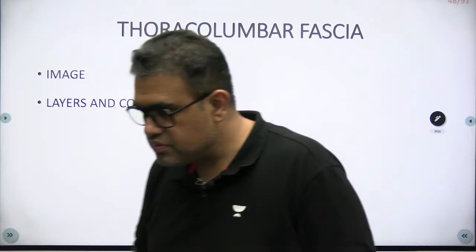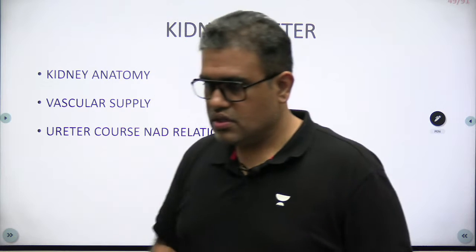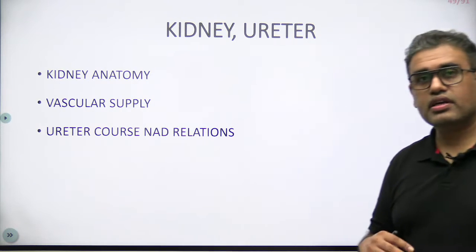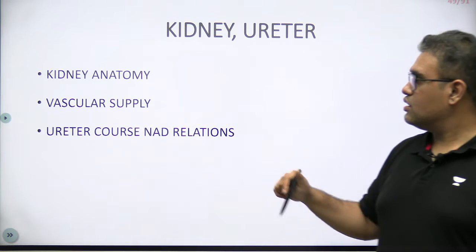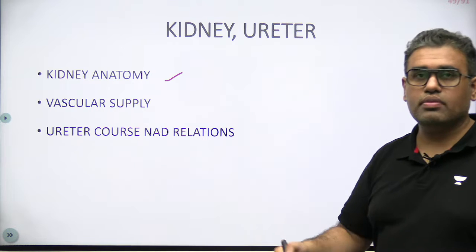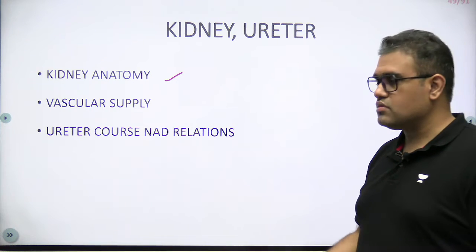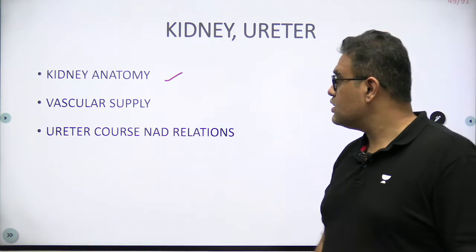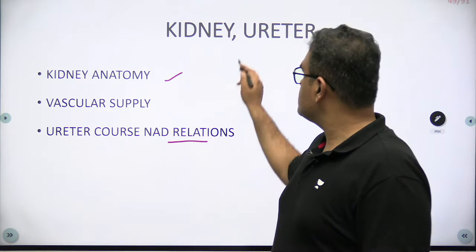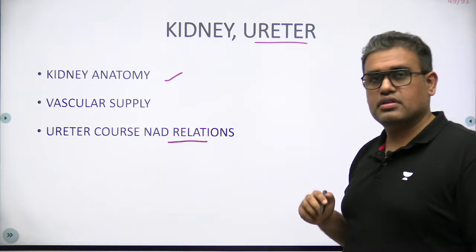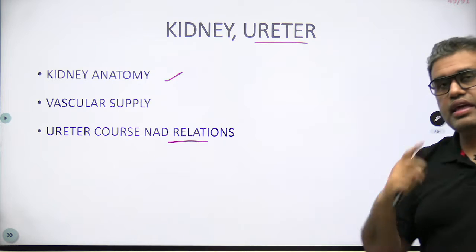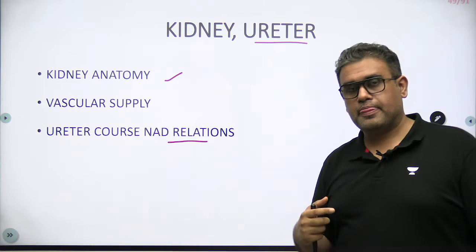Just a second. Yeah. Now we come down, kidney, ureter. Very important topic. Kidney anatomy. See, there is a whole branch of nephrology. So, needless to say how important it is. Ureter course and relations plus ureter constrictions. Here, stones, sympathetic supply. Where is the pain referred to?